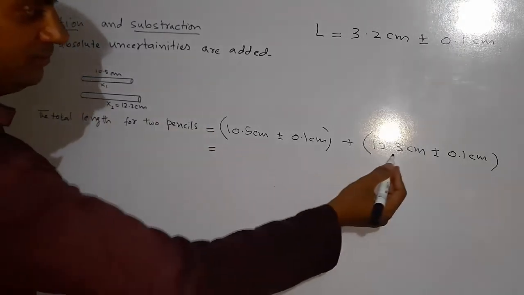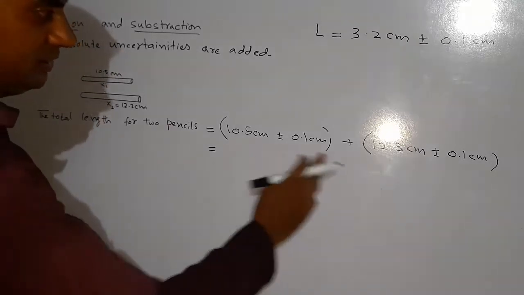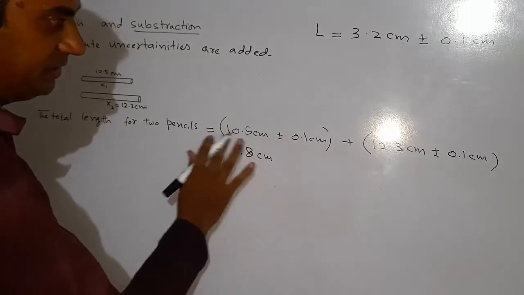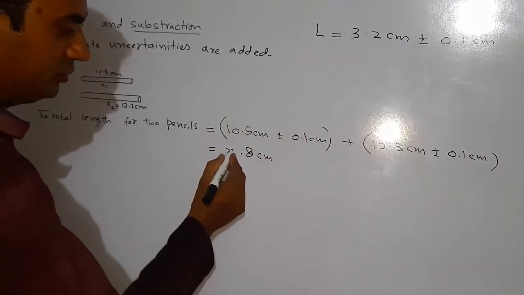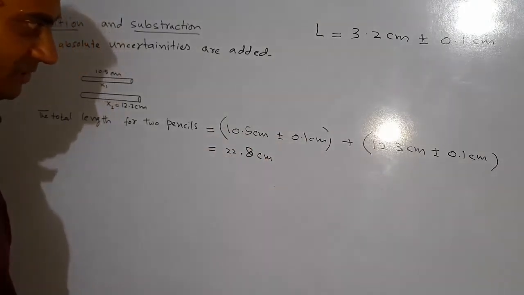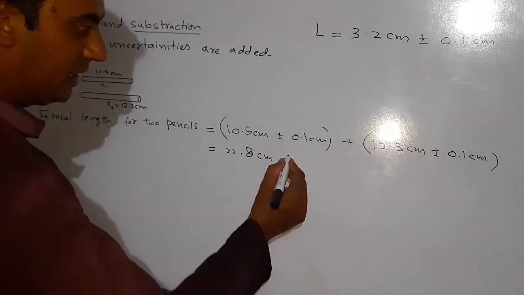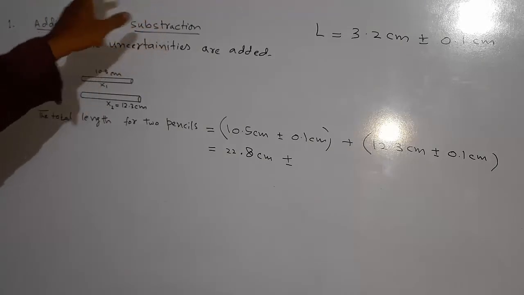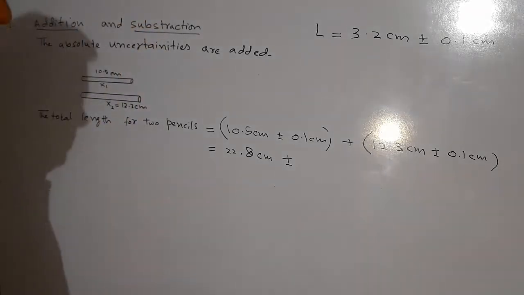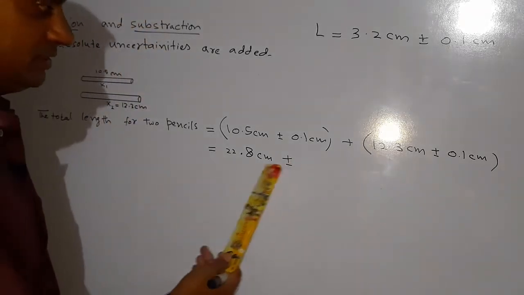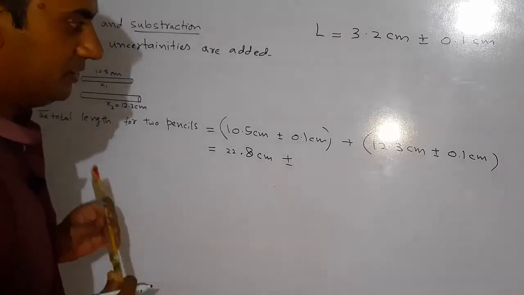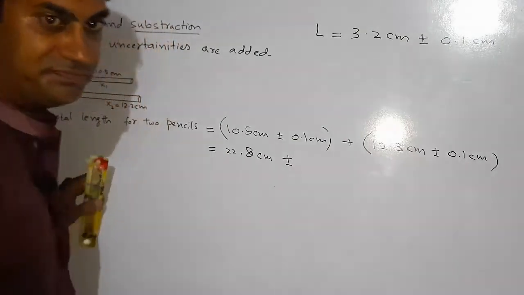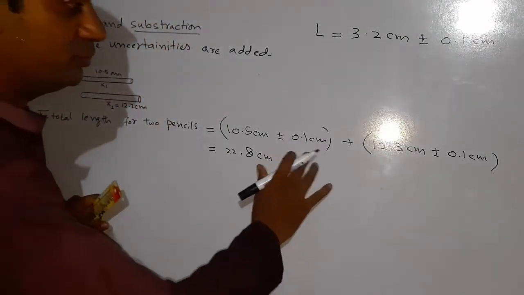So 10.5 and 12.3: 3 plus 5 makes 8, so 0.8 centimeter, and 10 plus 12 makes 22, so 22.8 centimeter. What about the final uncertainty that we are asking right here? Assess uncertainty in derived quantity. So the uncertainty in the final reading we can write as the addition of individual uncertainties, the addition of absolute uncertainties.